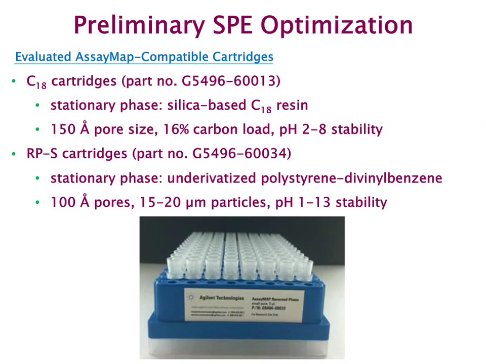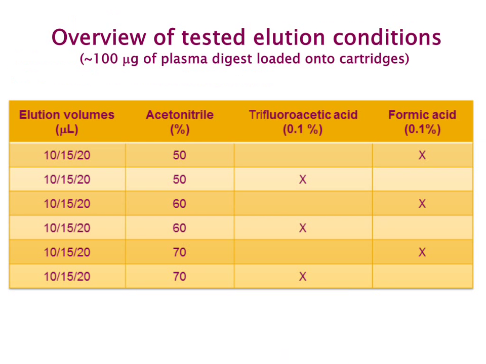This is an overview of the tested elution conditions that were evaluated on the two different cartridges mentioned. Elution volumes of 10, 15, and 20 microliters were tested. It was shown that the 10 microliter elution volume was sufficient to elute off 35 targeted peptides when loading 100 micrograms of plasma digest onto the cartridges. Moreover, we tested different elution strengths as well as compared formic acid against trifluoroacetic acid.